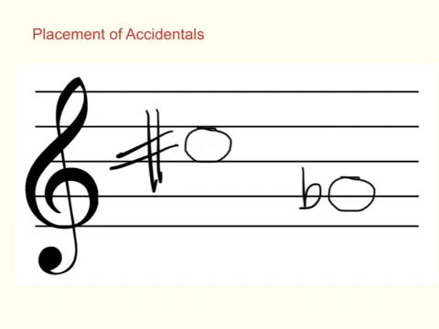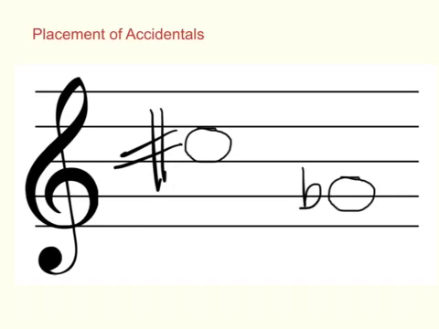Placement of accidentals. When you're placing your accidentals, make sure that you place your accidentals on the left side of the note and the same line or space as the note head. In the examples here we have a sharp, and this is placed correctly, so we have the sharp right here, and it's directly to the left of the note head. You might want to think of it as being 9 o'clock if this was a clock on the note.